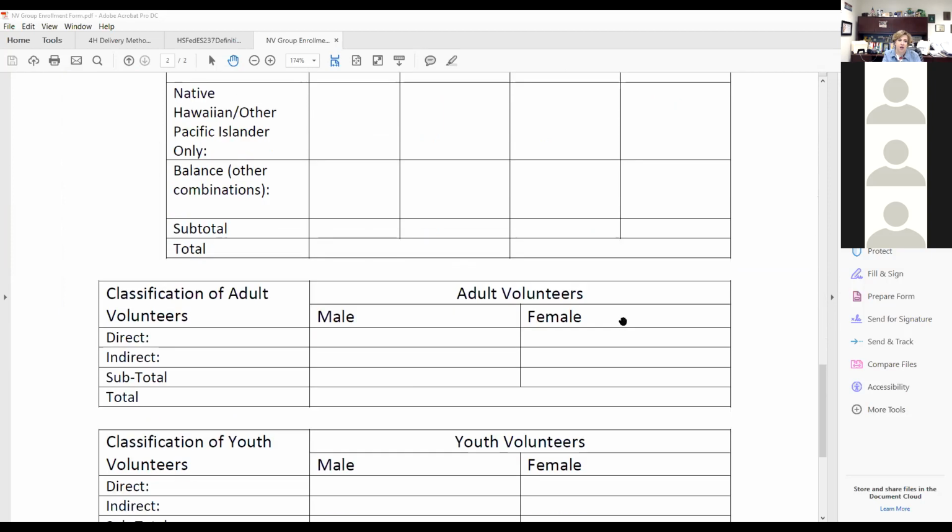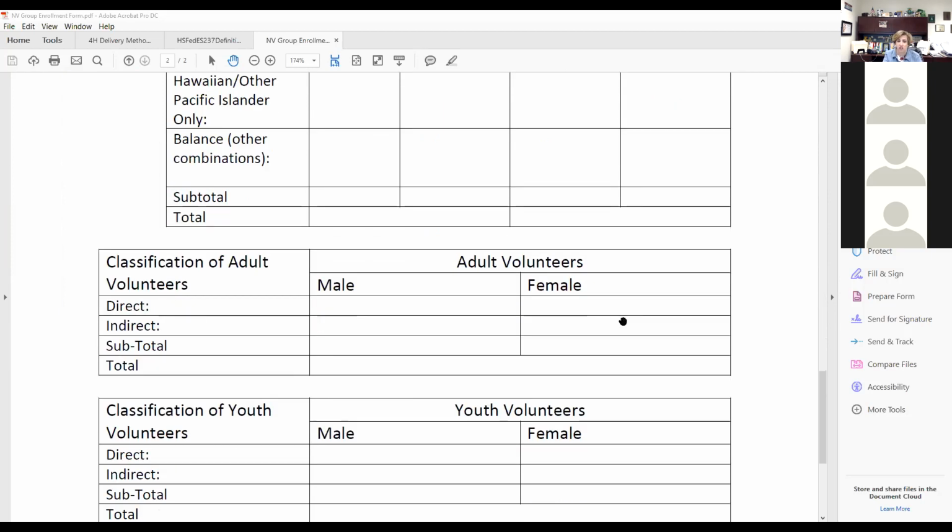And then again, classifications of adult volunteers. Again, these are new volunteers, not our current volunteers. Do you guys know what a direct versus an indirect volunteer would be?